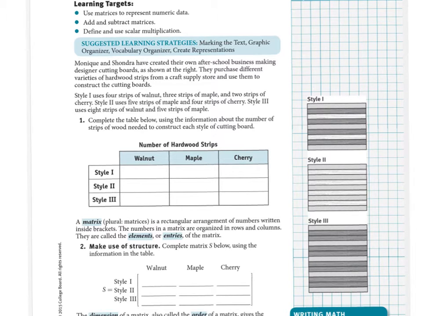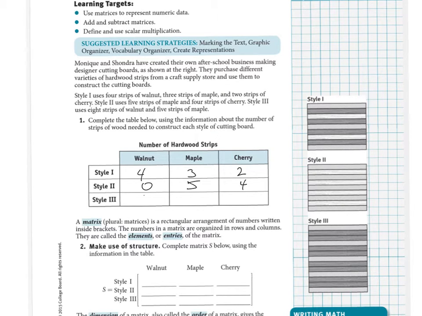They're different types of wood, and so in order to create a story problem, you have to be able to make a matrix out of that story problem. So I know you can do things with matrices, but it's really the story problems that we're going to deal with. So when you read the problem, it says style 1 uses 4 strips of walnut, 3 strips of maple, and 2 strips of cherry. And then style 2 doesn't mention the walnut. It uses 5 strips of maple and 4 strips of cherry.